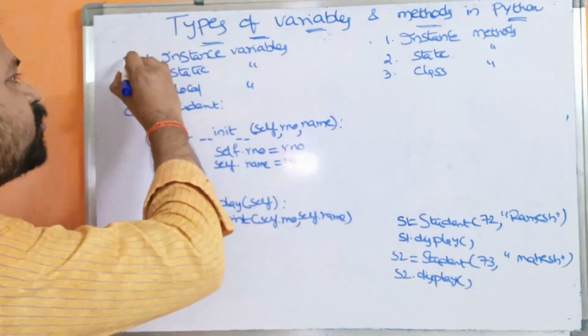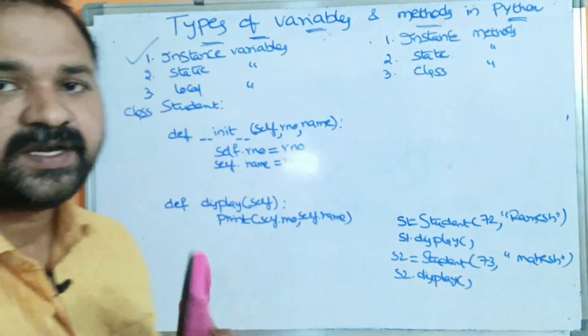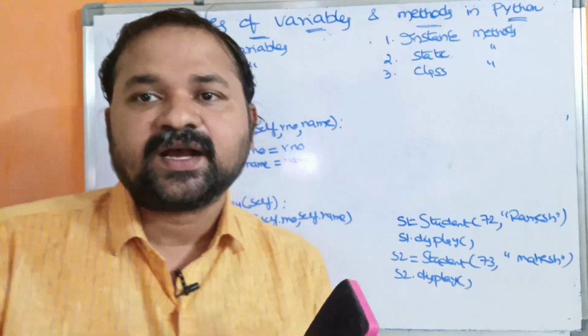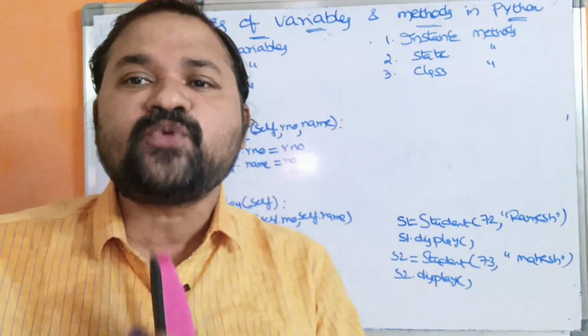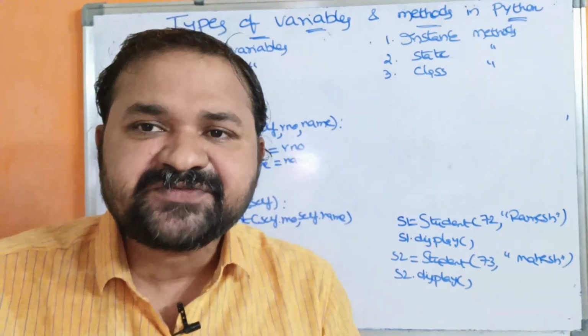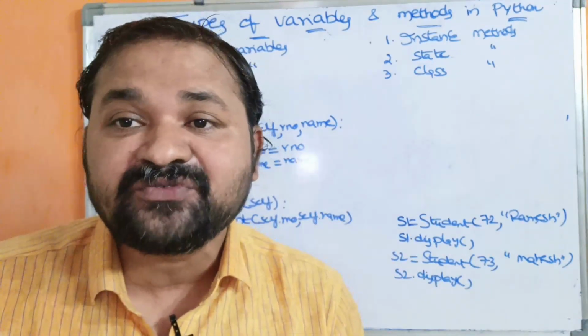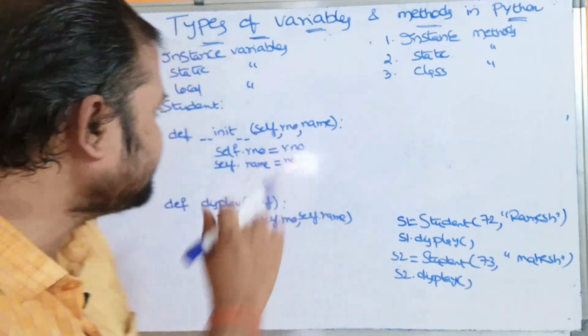First, let us discuss instance variables. So what is an instance variable? Instance variable means if the value changes from one object to another object, then we can make use of the instance variable. Let us see this example.